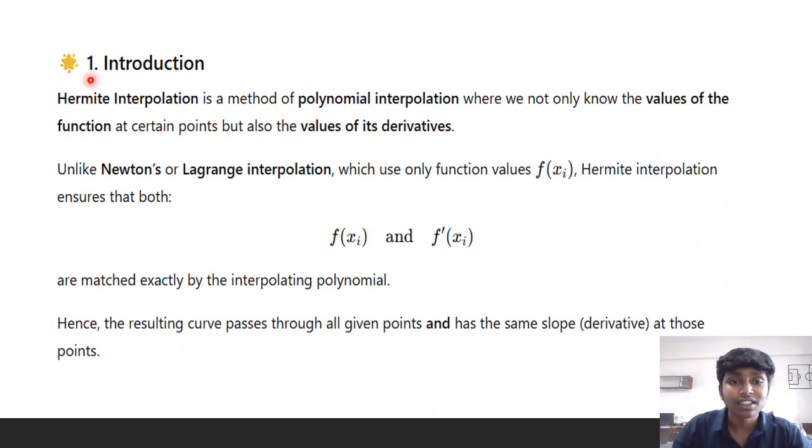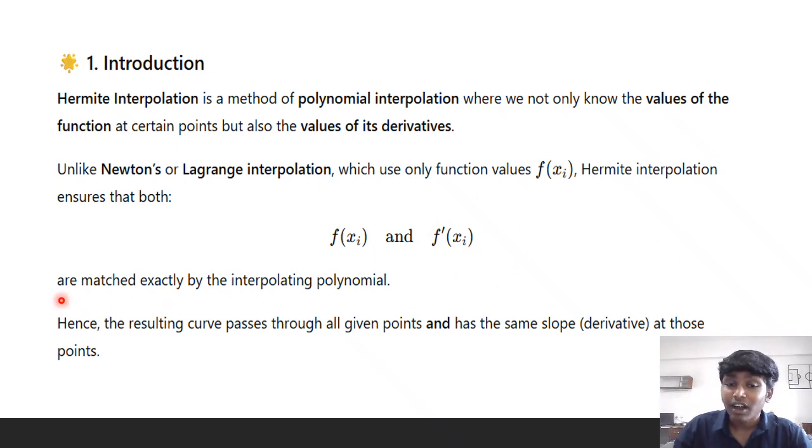So, first of all, let's see what Hermite interpolation is. Hermite interpolation is a method of polynomial interpolation where you not only know the values of the function but also the values of its derivatives. So we should be given the values of the function and also the values of its derivatives. Unlike Newton's interpolation or Lagrange interpolation, which only use the function values, in Hermite interpolation we use function values and also derivative values.